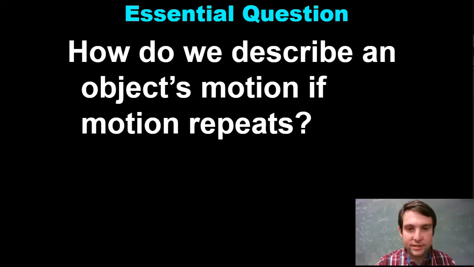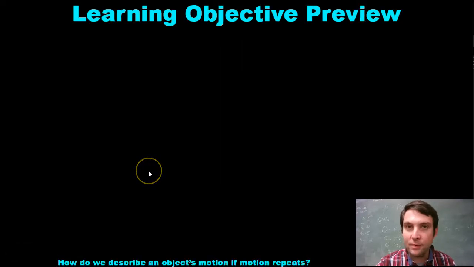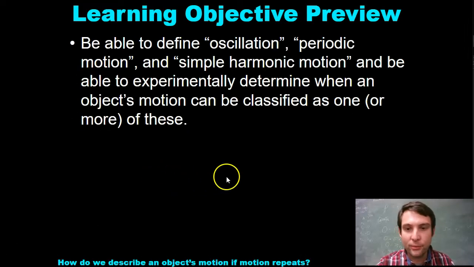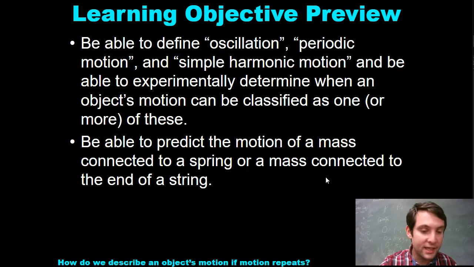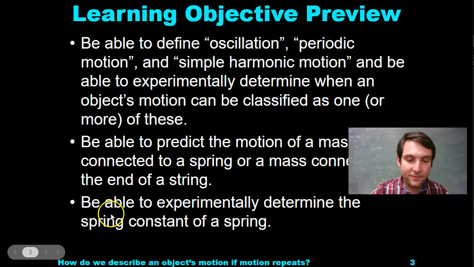Starting with oscillations. How do we describe an object's motion if an object's motion repeats? By the end of this lesson, we're going to be able to define oscillation, periodic motion, and simple harmonic motion, and be able to experimentally determine when an object's motion can be classified as one or more of these. We're going to be able to predict the motion of a mass connected to a spring or a mass connected to the end of a string. And finally, we're going to be able to experimentally determine the spring constant of a spring.